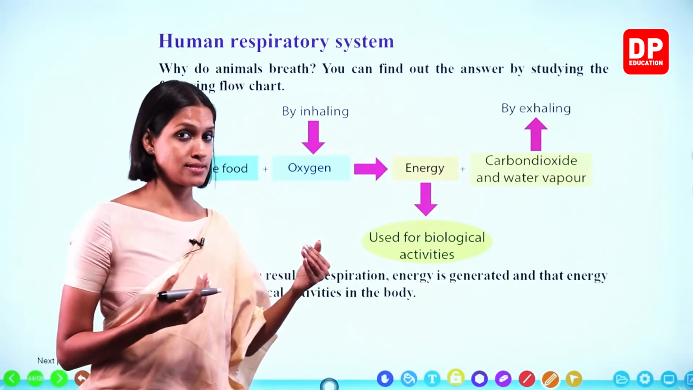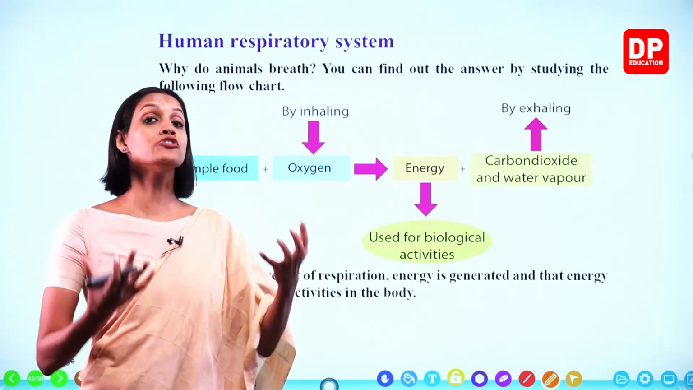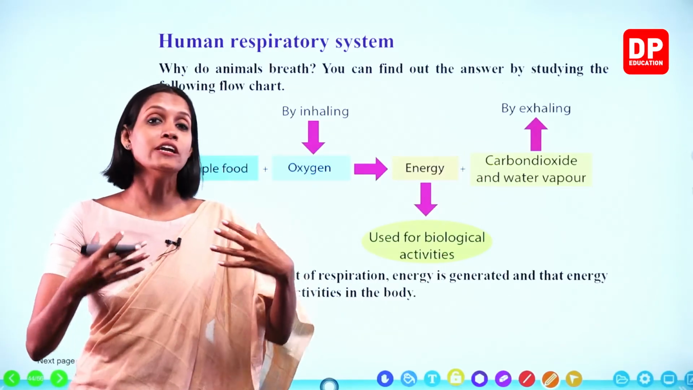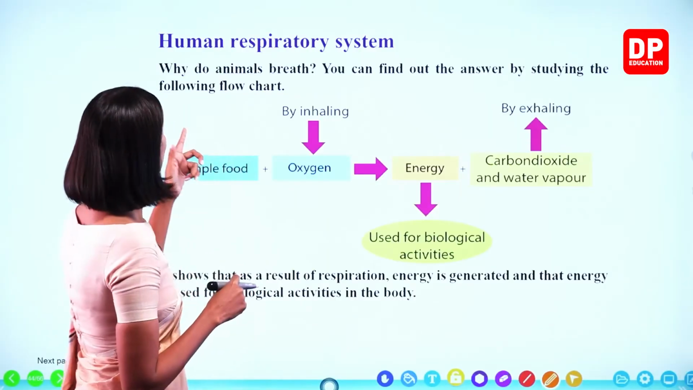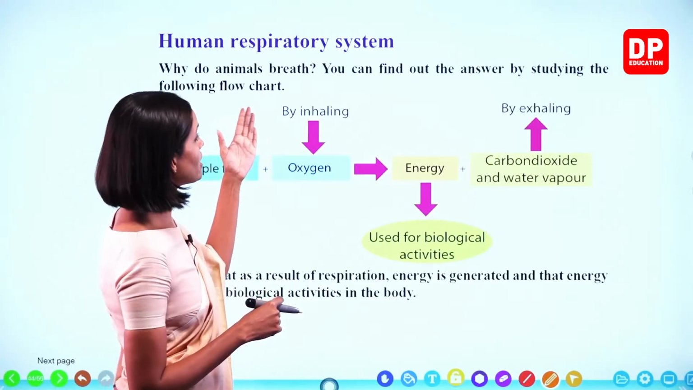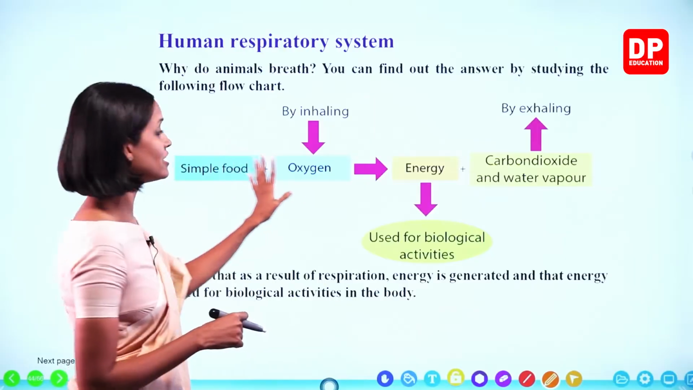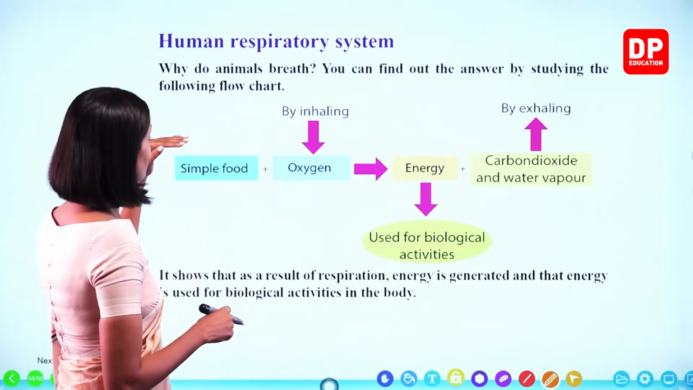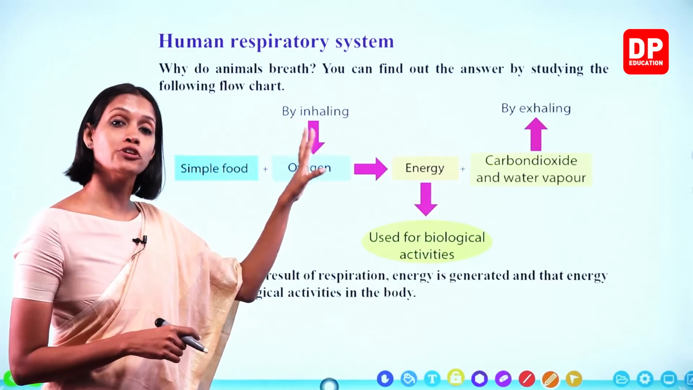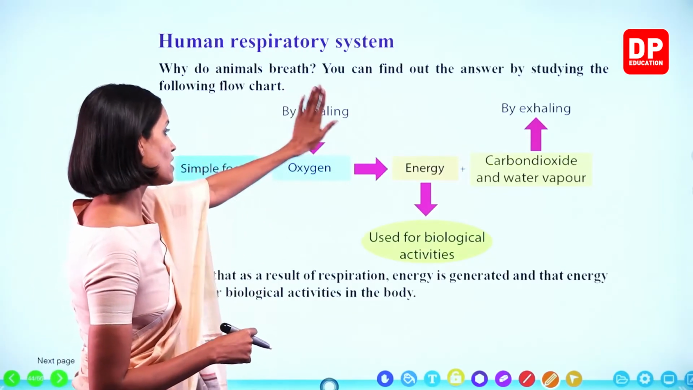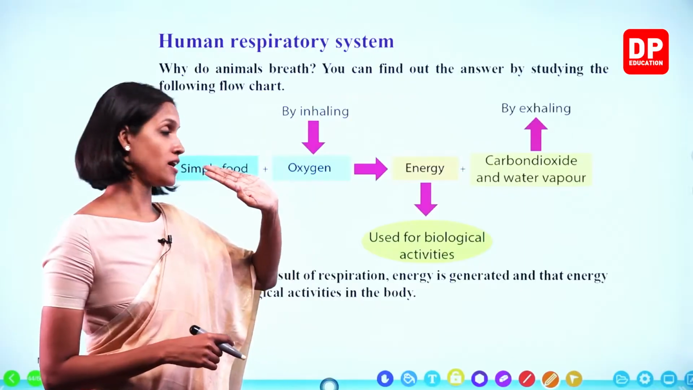Now we know the reason, right? We know that we breathe to take oxygen in. Only if we take oxygen in can we produce energy, okay? Why do animals breathe? You can find out the answer by studying the following chart, okay? Now, we learned this chart before we learned about the two systems. Remember, without these parts, I gave you all the chart, okay?